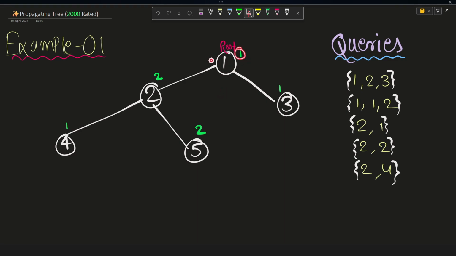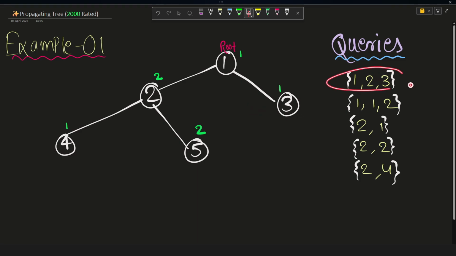Similarly, these green values represent the initial values of each of the nodes in the tree. The first node has a value of 1, the second node has a value of 2, the third node has a value of 1, the fourth node has a value of 1, and last, the fifth node has a value of 2. So this is the initial condition of the tree. Let us apply each of these queries one by one.